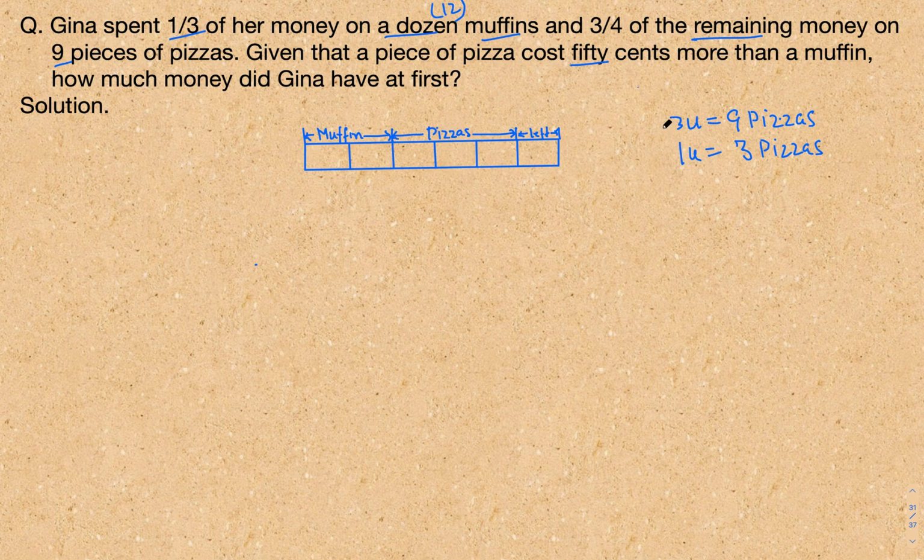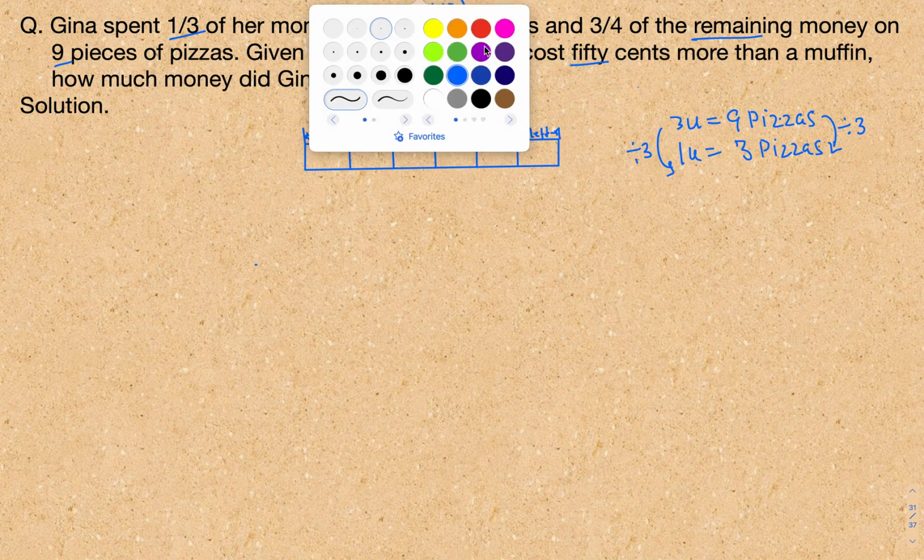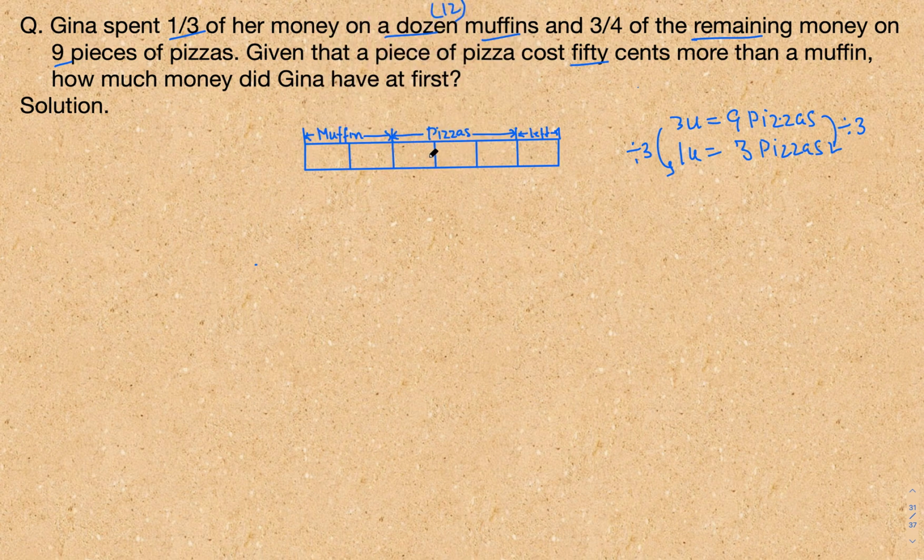How do I get it? It's simple, right? Just divide both sides by 3. You will get, see here, with 3 units of money we bought 9 pizzas. That means from 1 unit of money I can buy 3 pizzas. So see here, with this 1 unit of money I can buy 3 pizzas, right? So what I can do is divide this 1 unit further into 3 parts.